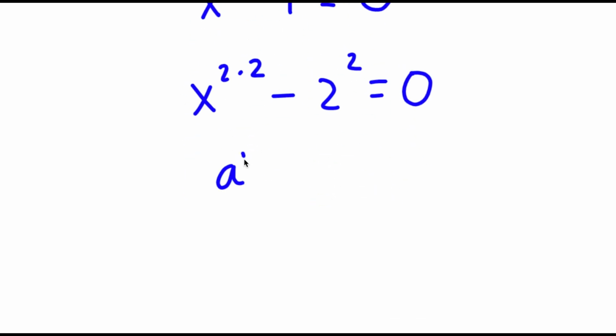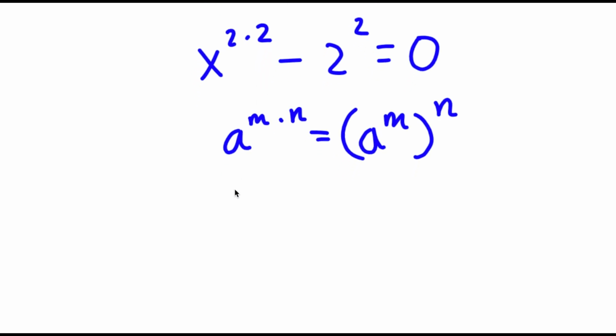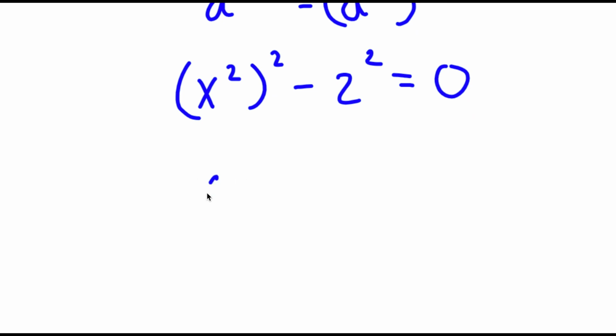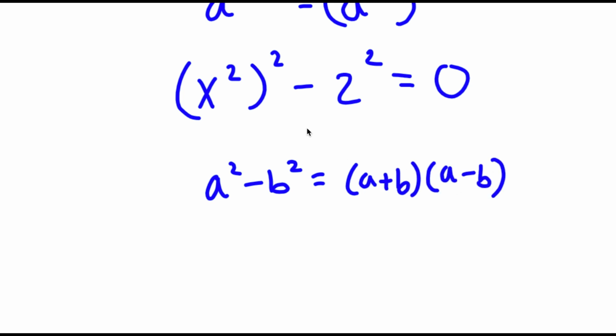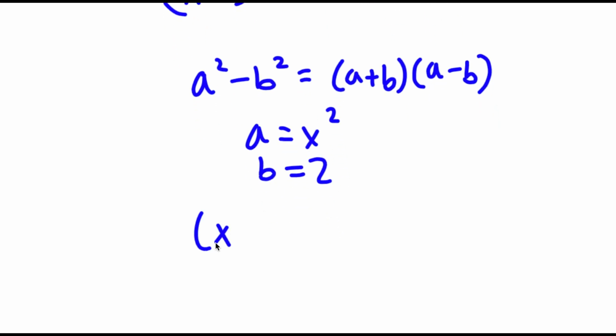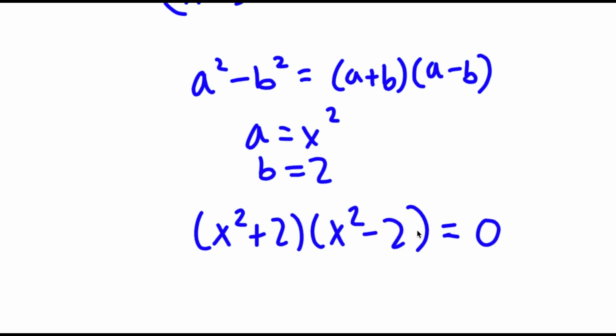Now if I have something in the form a to the power of m times n, this is equal to a to the power of m to the power of n. So x to the power of 2 times 2, that's going to equal x to the power of 2 to the power of 2. Now I have this minus 2 squared is equal to 0. Now if I have something in the form a squared minus b squared, this is equal to a plus b times a minus b. So in this case, a is x squared and b is 2. So I have x squared plus 2 times x squared minus 2 is equal to 0.